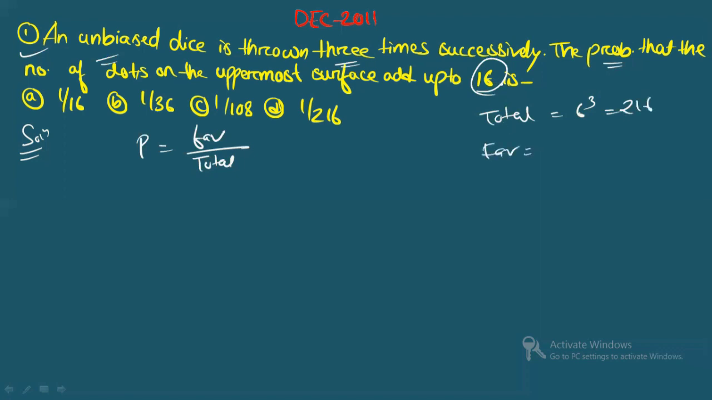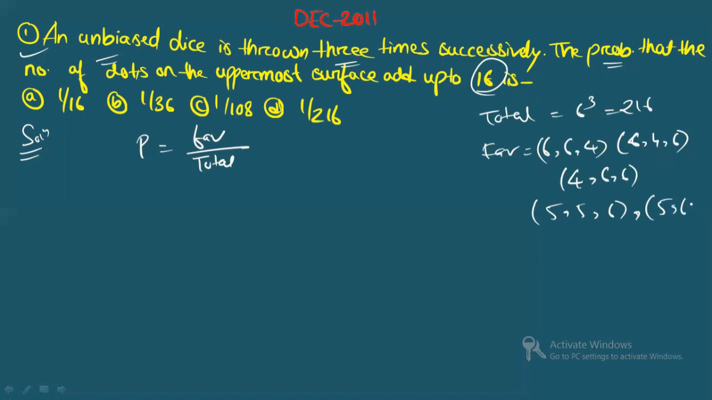For favorable, you need the sum to be 16 on the uppermost surface. How is that possible? You can get 6, 6, 4, or 6, 4, 6, or 4, 6, 6. And either you get 5, 5, 6, or 5, 6, 5, or 6, 5, 5. So the total favorable outcomes are 6. Therefore the probability is favorable divided by total, 6 by 216. The 6 will cancel with 36, so it is 1 by 36.